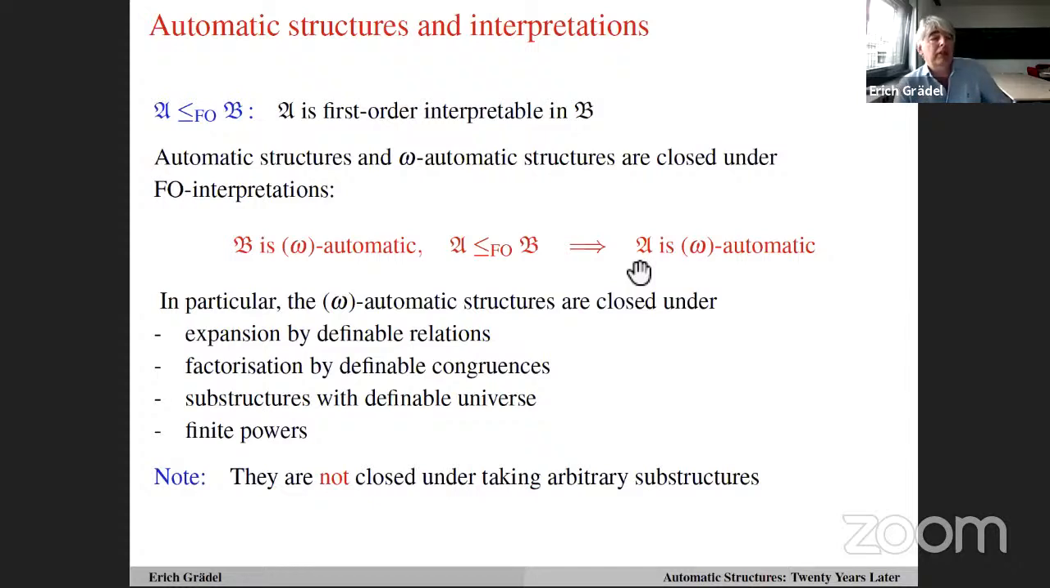So in particular, the automatic and omega automatic structures are closed under expansions by definable relations, factorizations by definable congruences, substructures with definable universes, and finite powers. Note that they are, of course, not closed under taking arbitrary substructures, because we may take a substructure with a very complicated, non-definable universe, so this would not preserve automaticity.